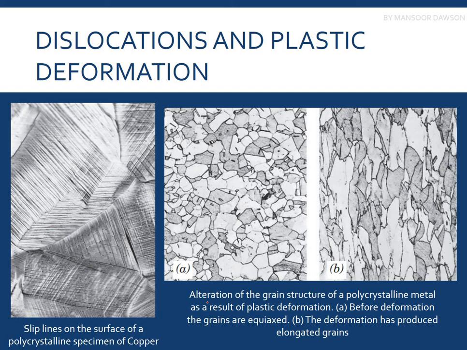And here you can see the alteration of the grain structure of a polycrystalline metal as a result of plastic deformation. Here is the before deformation figure, which has equiaxed grains. You can see that the grains are of a specific dimension and shape, but when the grains are deformed during plastic deformation, these grains are elongated and somewhat stretched. So these grains would be stretched along the slip plane in which the dislocation has moved.